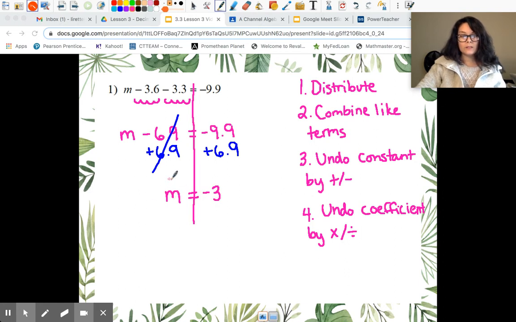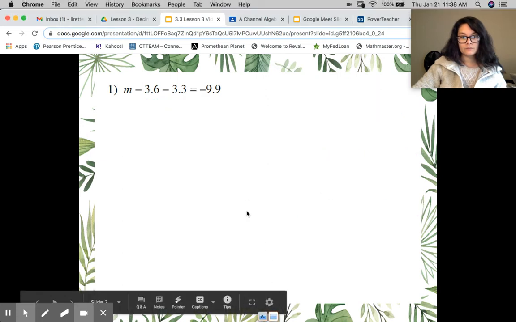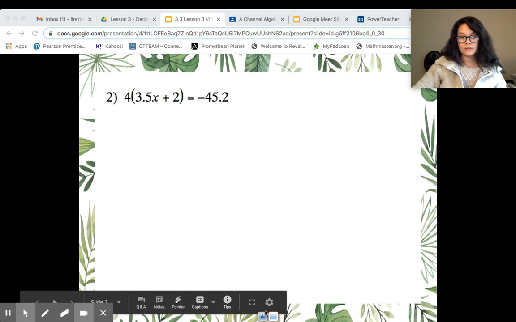So not everything is going to give us a decimal, even though we started with decimals. Kind of like how when we work with fractions, not everything's going to work out as a fraction answer. Let's take a look at another one. Here we go.